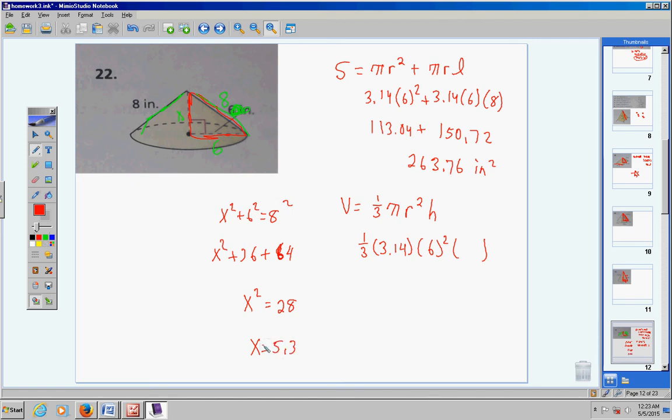5.3 for the height. Okay, so I'm going to take 1/3 times 3.14 times 36 times 5.3, and I'm getting 199.704, and they're getting 199.5, so we're definitely close enough. 199.7 inches cubed. We're dealing with volume. Alright, moving on to number 23 through 28.